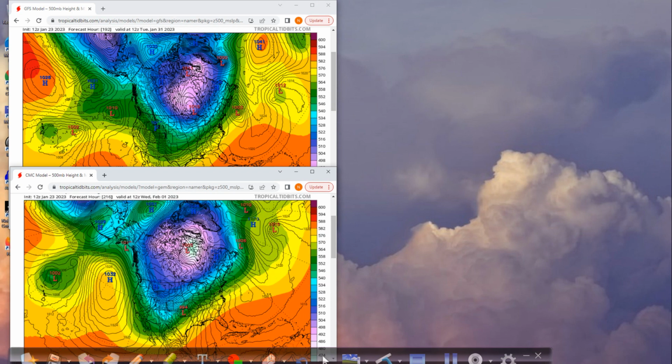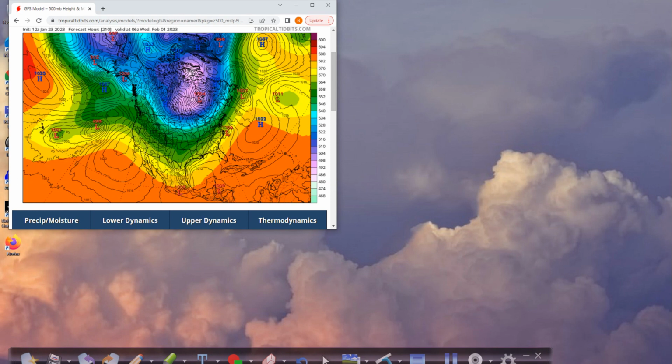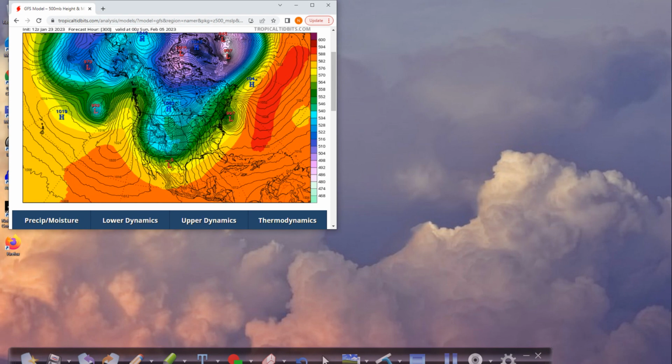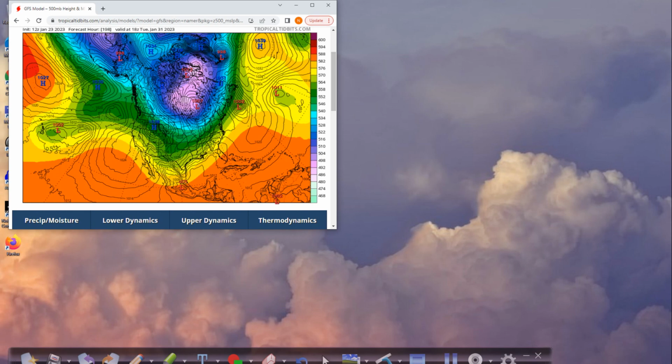The Canadian model in the lower left basically does the same thing, and then the U.S. model in the upper right here just starts moving some weather systems in from the Pacific, ends any kind of onshore flow.